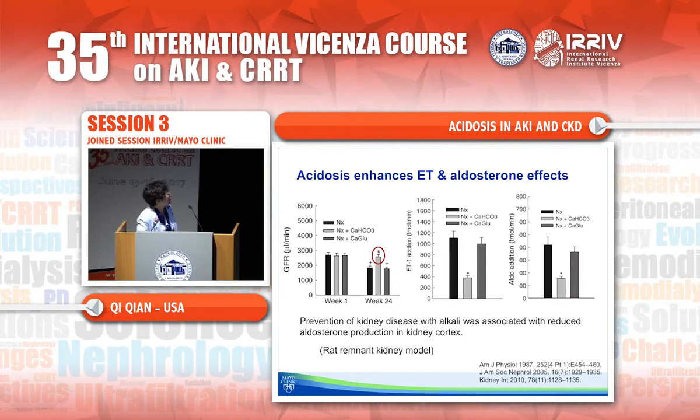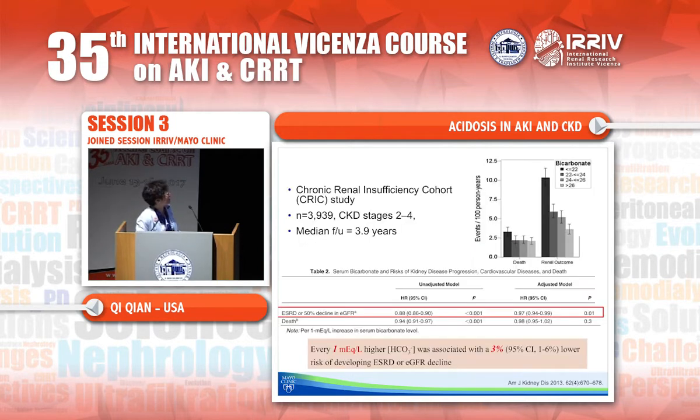If you take a remnant rat model and give them bicarbonate to prevent the onset of acidosis on a chronic basis, their GFR is better, and they also have much less endothelin-1 activation and aldosterone activation. What about the human studies?